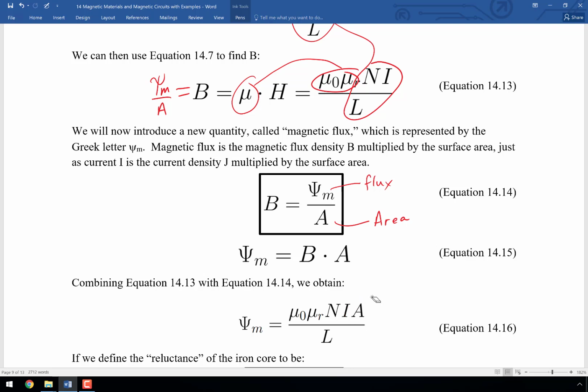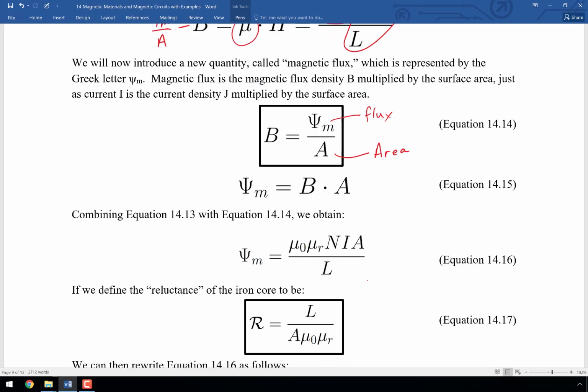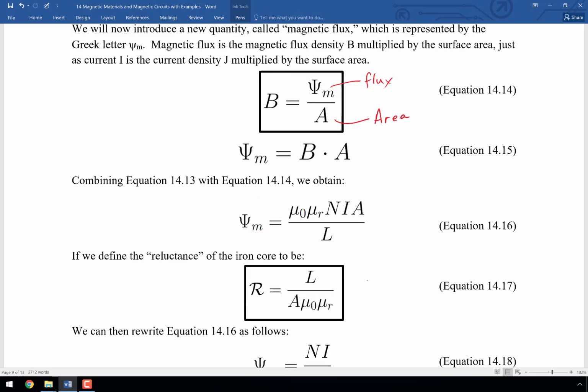So psi sub m in this loop is mu sub 0, mu sub r, times N times I times A divided by L. We're going to introduce a new concept called reluctance, and when I write reluctance, I'll use a scripty R. This is the scriptiest R that I could get with my equation editor.